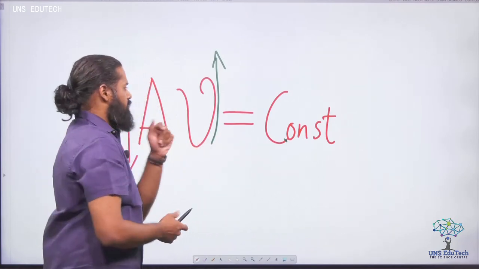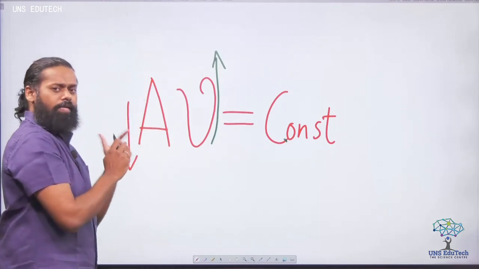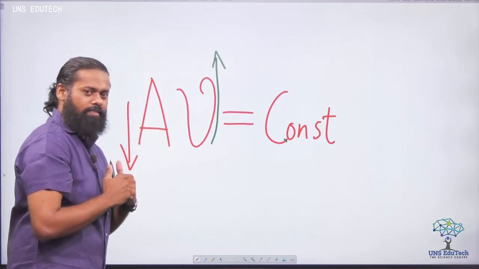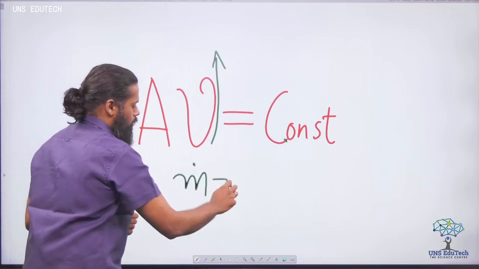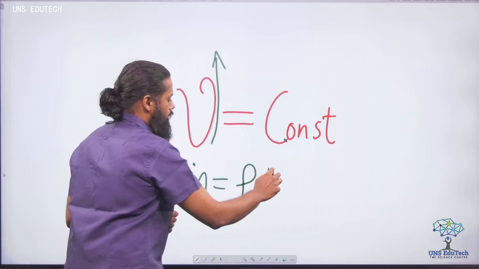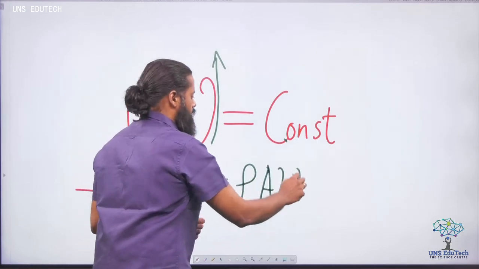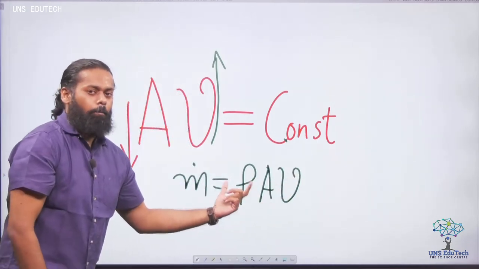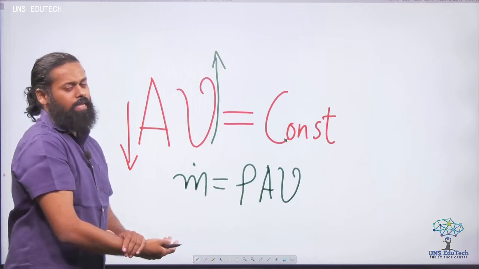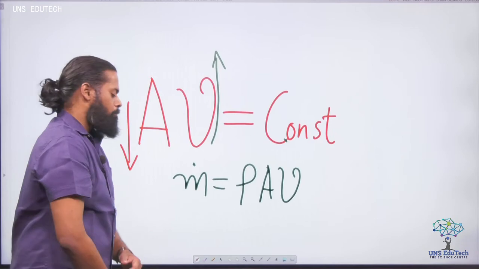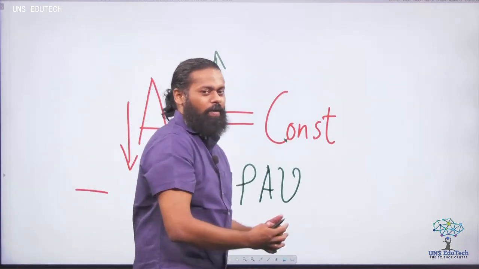Now, there is another beauty. You already know, if you multiply this quantity with the density, what you will get? You will get m dot is equal to rho into A into V. This quantity is nothing but the mass flow rate. The SI unit will be kilogram per second. I hope all of you understood this thoroughly.